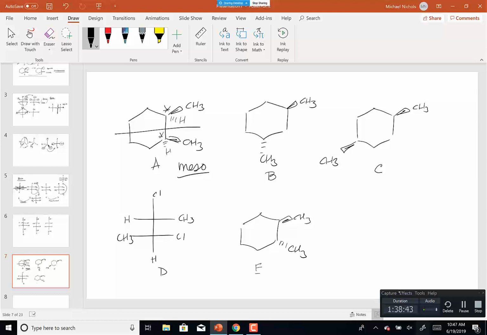So E. Chiral centers? 2? Just remember, it's got to have 2 or more chiral centers. Mirror plane? Can't have a mirror plane with 1 up and 1 down. You can have one of those C2 axes of symmetry, but they don't count. It's got to be a mirror plane. So E, not meso.